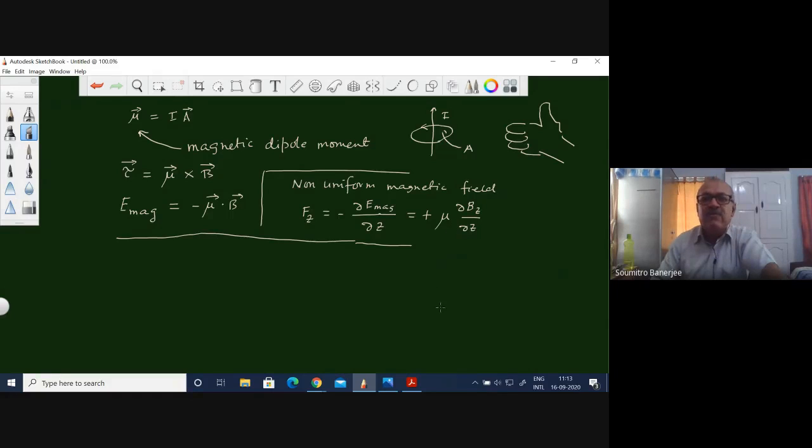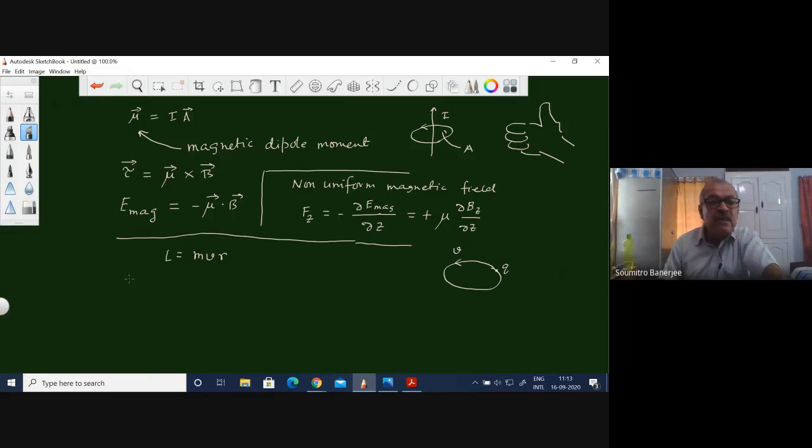Now, if you consider a situation where there is a charged particle moving in a loop like this, and the charged particle, say here, has a charge q, with speed v, then its angular momentum L, we know, is mvr. That's something that you learned in school.